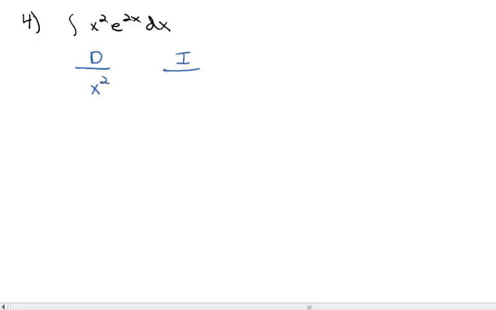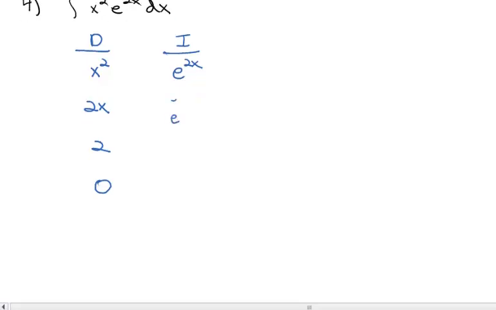The x squared is eventually going to go to 0 if we keep taking derivatives. e to the 2x is really easy to take an integral of. So the derivative of x squared is 2x. The derivative of 2x is 2. And the derivative of 2 is 0. Going all the way down until we get to 0.